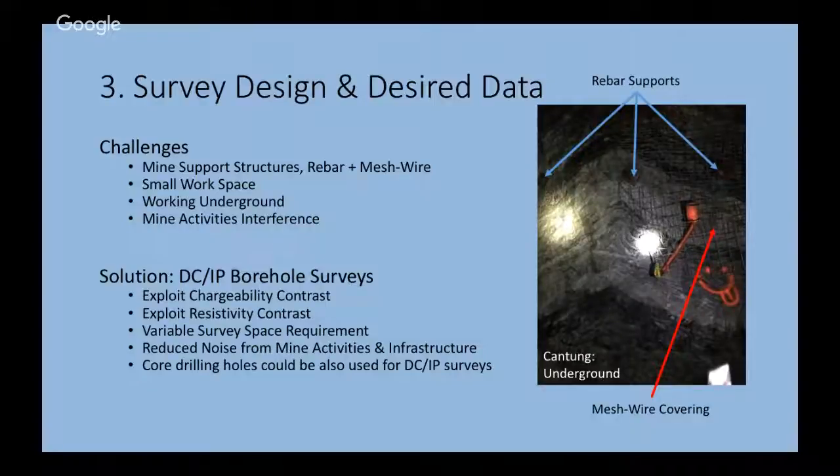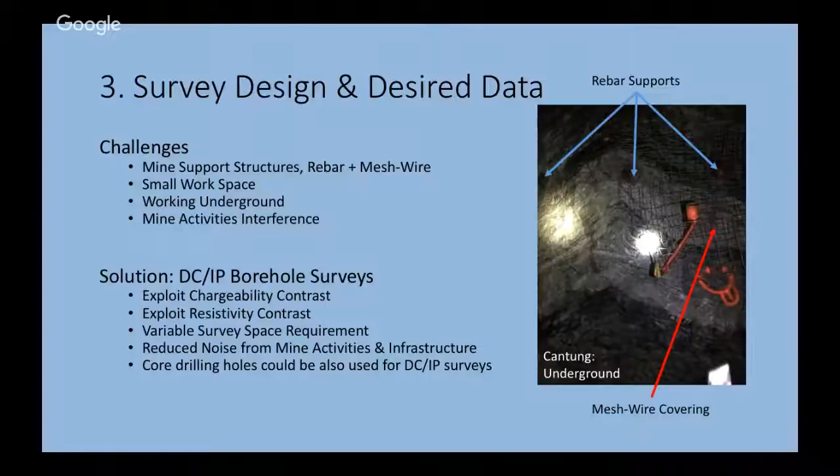Okay, so for our survey design, we're going to have quite a few challenges as we're trying to do geophysics underground. We've got our small working space, and there's going to be interference from mining activities and infrastructure like rebar and wire mesh. So we'll have to account for that. Our solution is to do DC and IP borehole surveys to hopefully get a bit further away from that noise. We'll be going into the wall rock, looking for these chargeability and resistivity contrasts between the ore and the background, highly altered limestones.